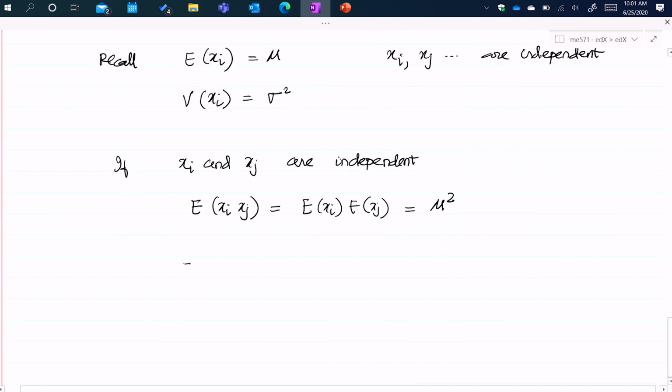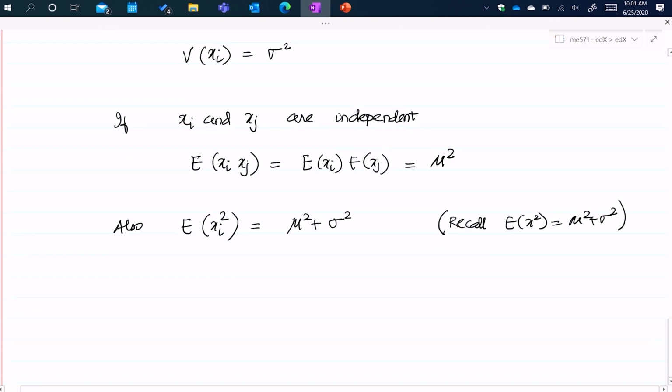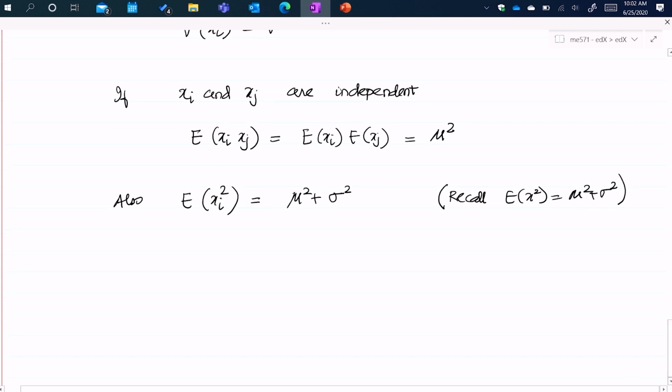And also the expected value of xi squared is the same as mu squared plus sigma squared. Recall the expected value of x squared is equal to mu squared plus sigma squared. So we're going to say the expected value of xi squared is mu squared plus sigma squared, given the property of the expected value of xi and the variance of xi. Okay, so now we can substitute all of this into our expression.